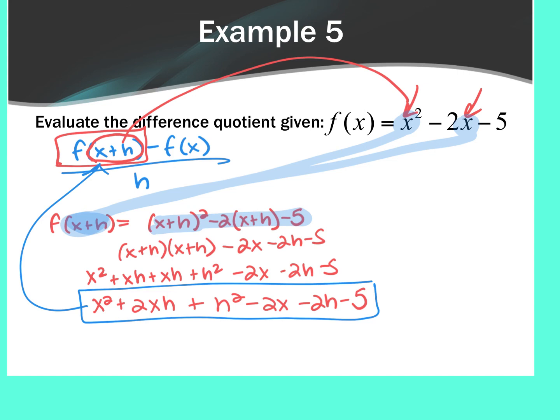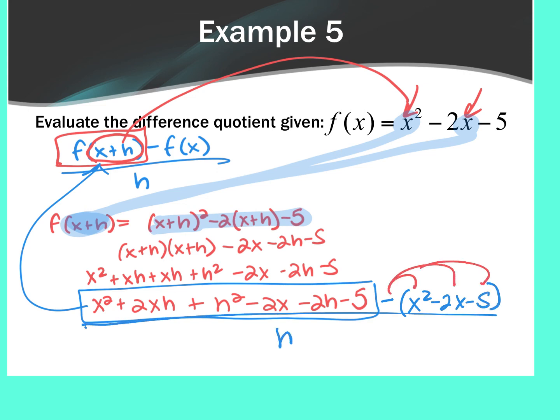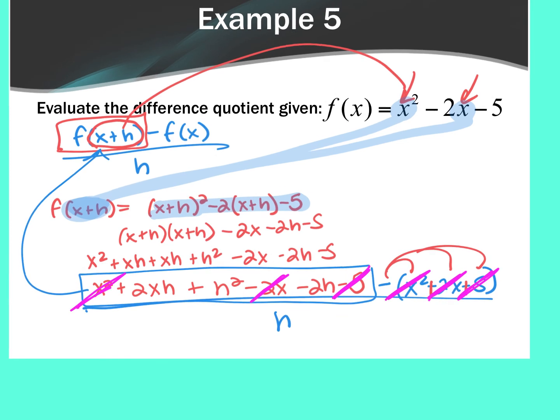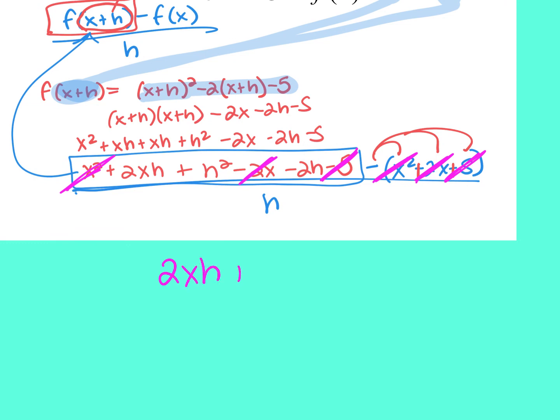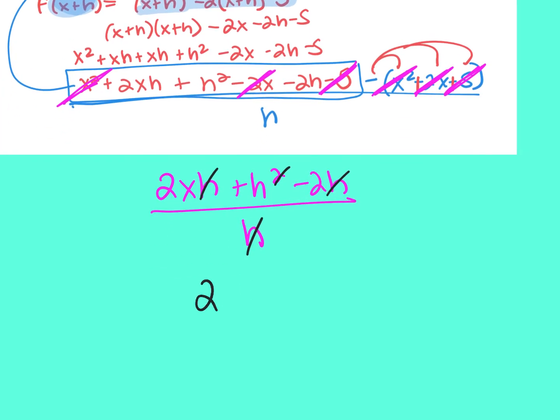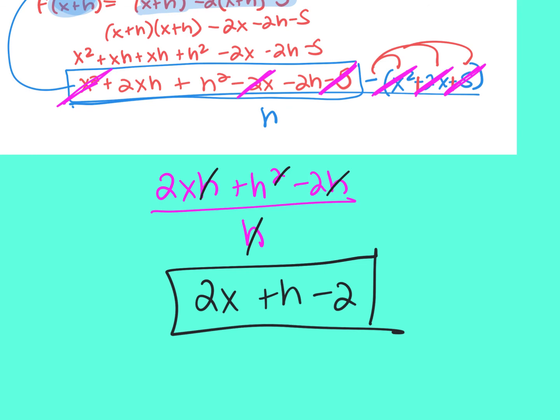All right, now I'm going to subtract my question and put it all over h. This gets distributed, so this becomes plus. This becomes plus. I cancel: x squared, negative x squared, negative 2x, positive 2x, negative 5, positive 5. I'm going to rewrite what's left. It all goes over h, and if you do it correctly, you can cancel through the h's. And there's your answer.